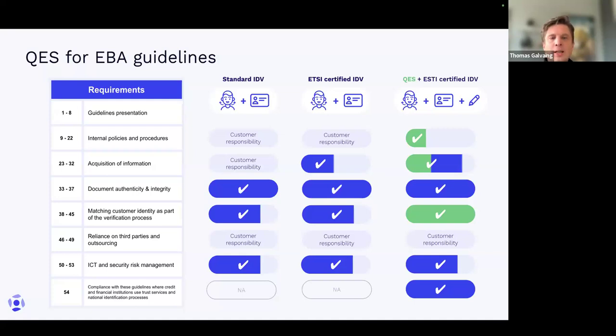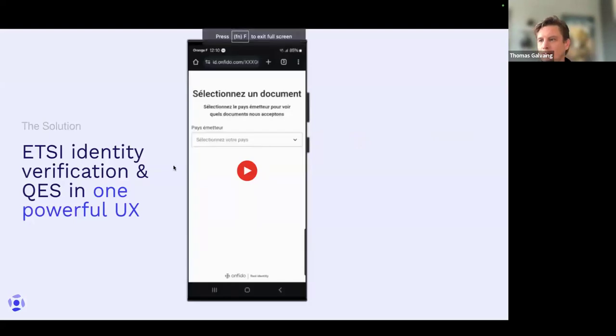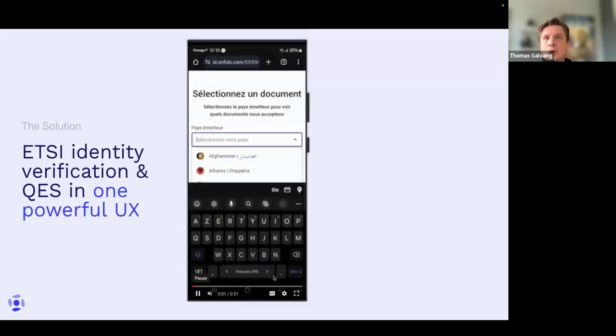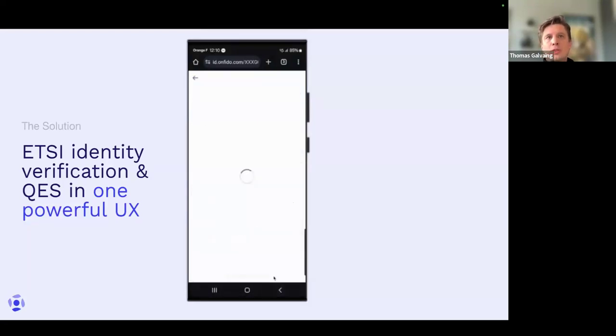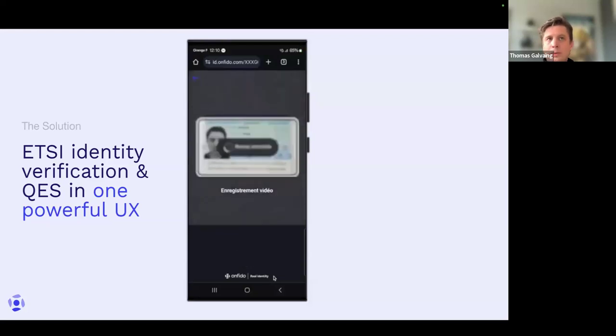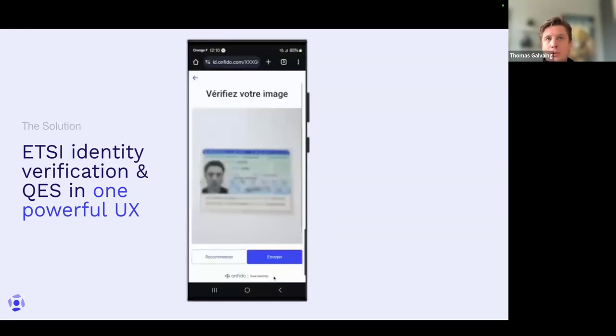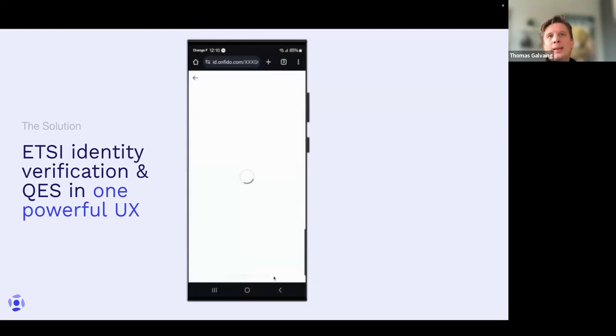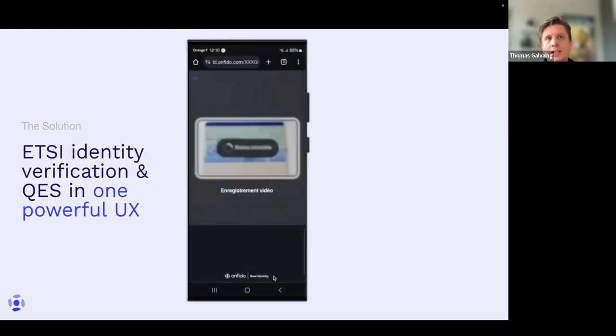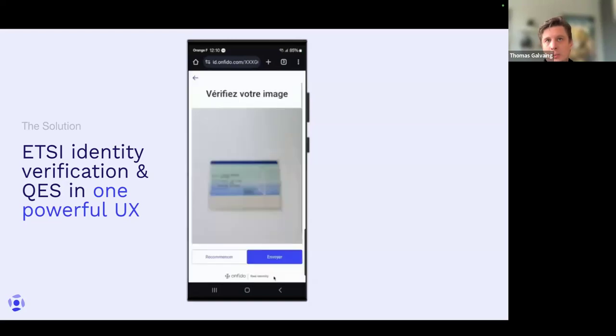But what does it look like in real life? I'm now pleased to present our Onfido qualified electronic signature user flow. Please note that you can find in the resources the video I will demonstrate to you. The user flow starts with a document video capture of the front and the back of the document. Our solution provides real-time feedback to the user and instant image quality verification.